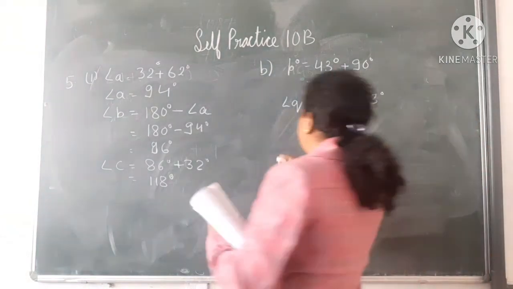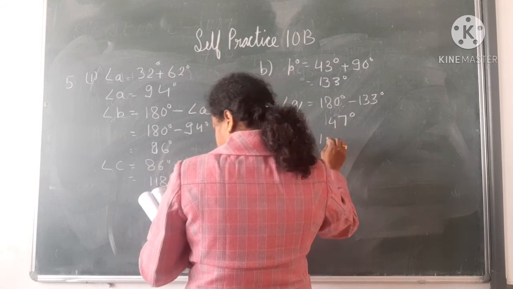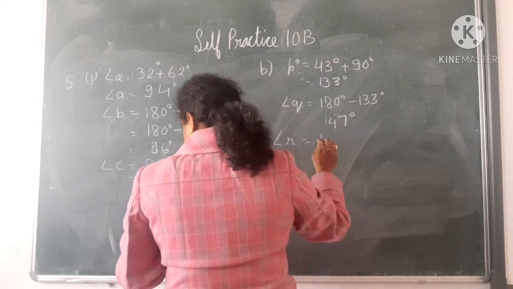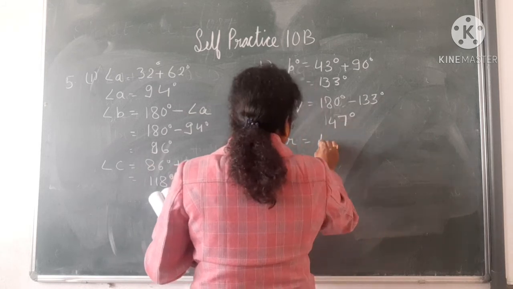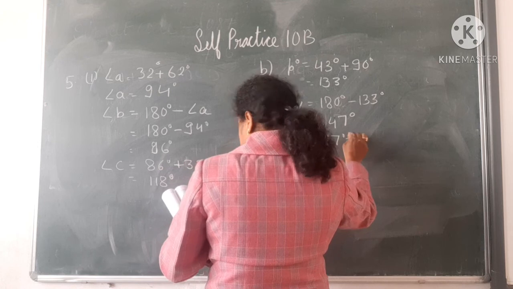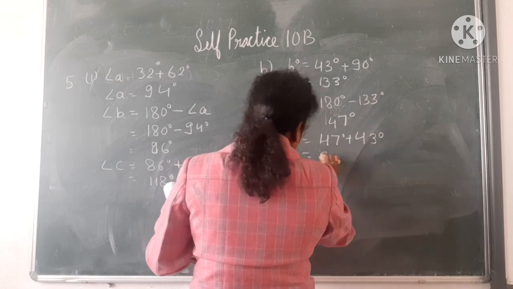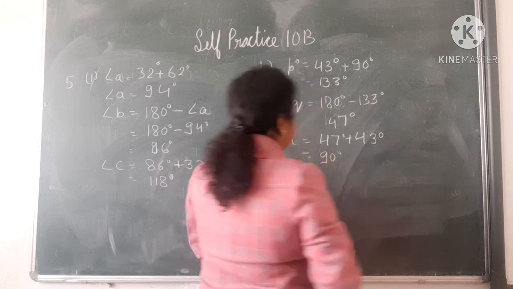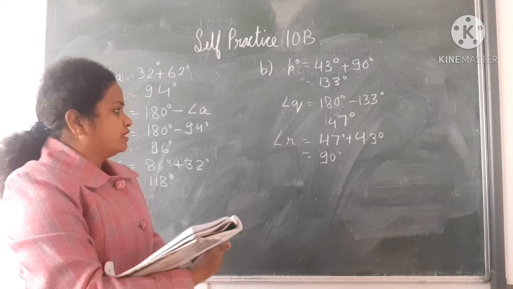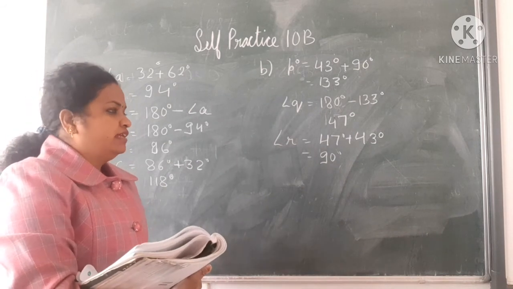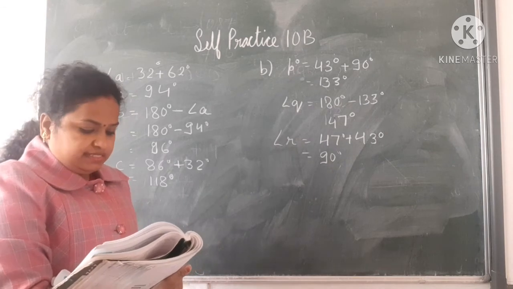What is angle R equal to? Angle R is equal to Q plus 43, means 47 degree plus 43 degree, which is equal to 90 degree. Okay, angle R will be equal to 90 degree, means 47 degree plus 43 degree, which is equal to 90 degree.